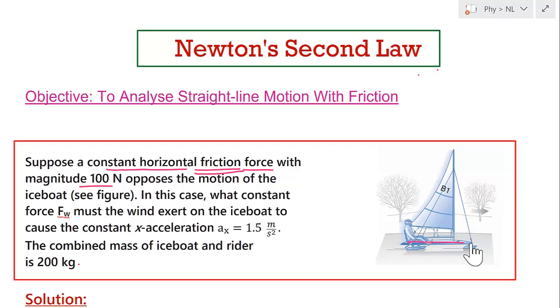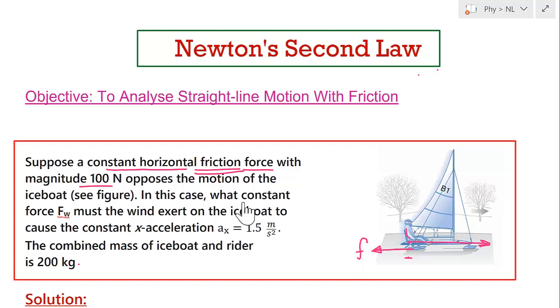So this is the iceboat and this is the rider, and this iceboat is moving in this direction, and there is a friction force between this surface and this iceboat that tries to oppose the motion of the iceboat. So this is acting in this direction and the magnitude of this is 100 Newton. Let's call this a small f, that is given in the problem.